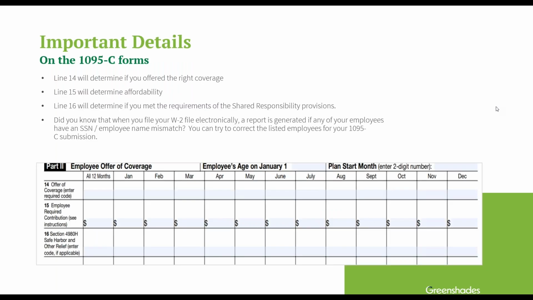And like I mentioned, line 14 will help you determine if the right coverage was offered. Line 15 helps determine whether or not it was affordable. And the following line helps you meet the requirements for the shared responsibility of offering your employees affordable healthcare coverage. Usually these do coincide with your W-2s. They're going to the same employees. Filing your W-2s and getting those uploaded into year-end forms early will give you the opportunity to verify your Social Security numbers before you need to submit your 1095. That will give you a leg up, to make sure that this is ready to go before the filing deadline comes along.